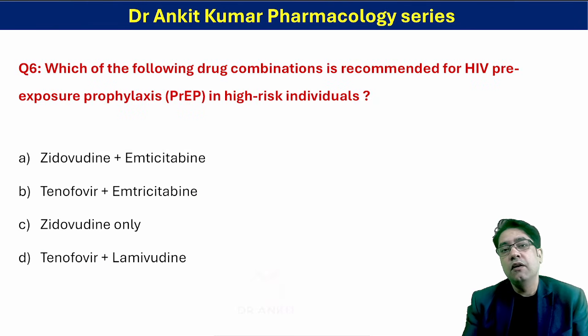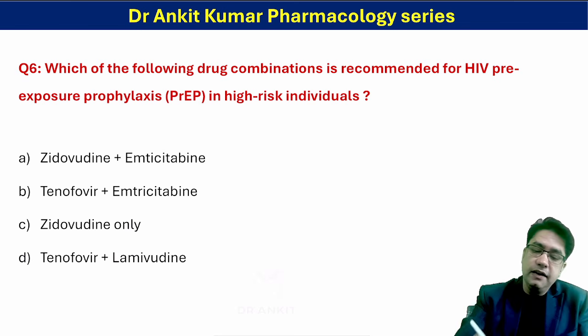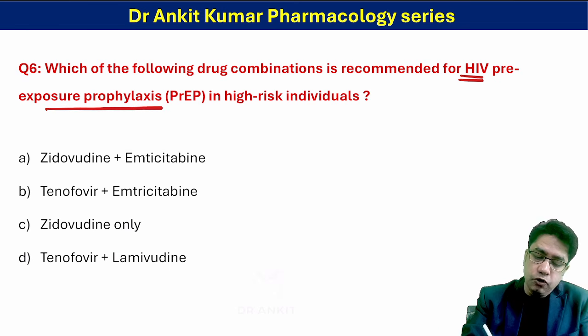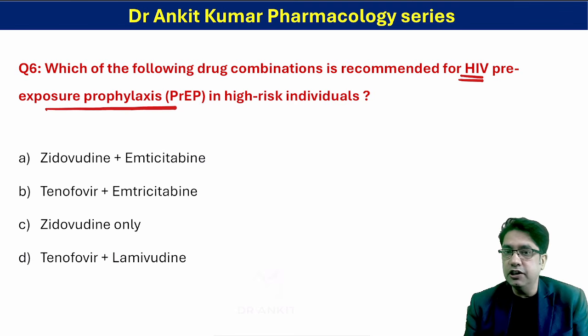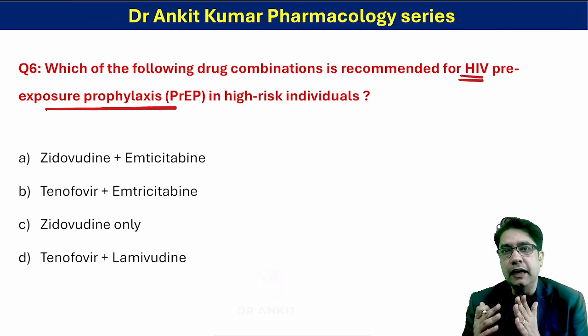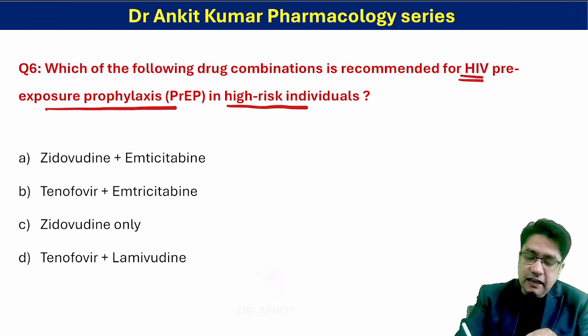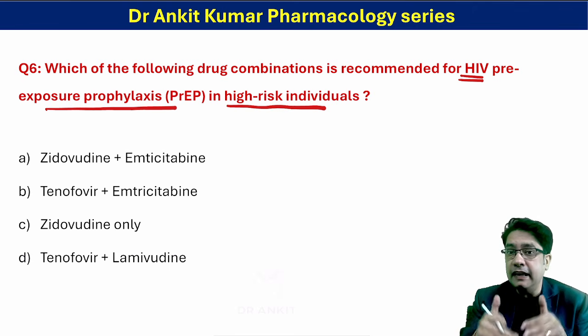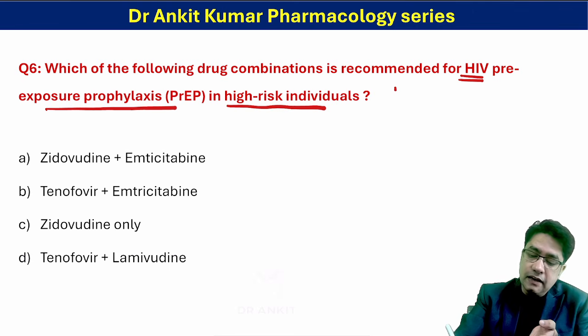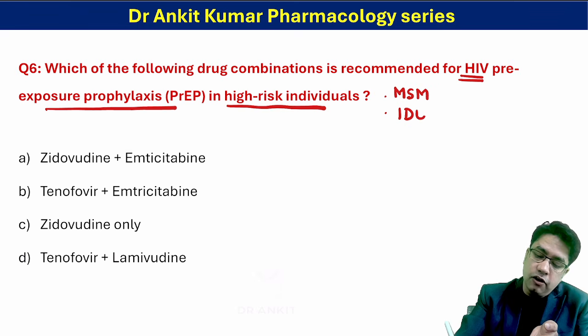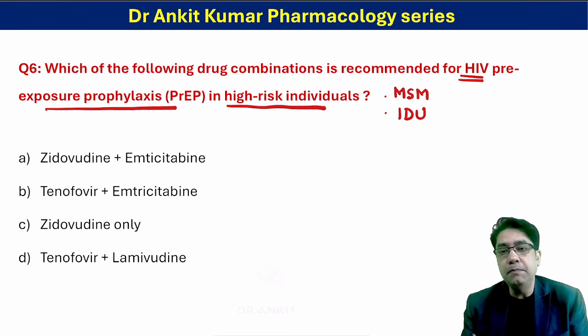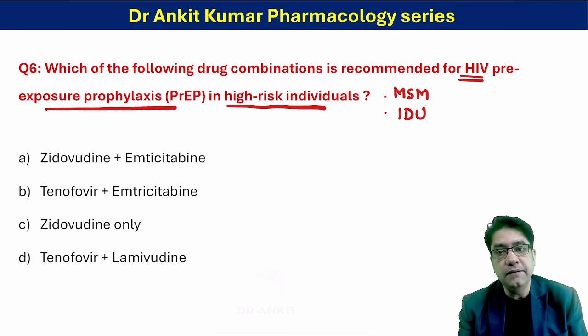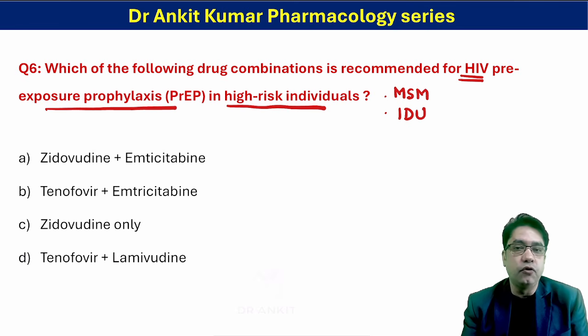So the next question is, which of the following drug combinations is recommended for HIV pre-exposure prophylaxis? Six months back, a question came on post-exposure prophylaxis and neonatal prophylaxis. This year a question came on pre-exposure prophylaxis. Pre-exposure means the patient is a high-risk individual who can acquire HIV. Those high-risk individuals are men having sex with men, MSM, and intravenous drug users, IDU. So these people can take pre-exposure prophylaxis of HIV.